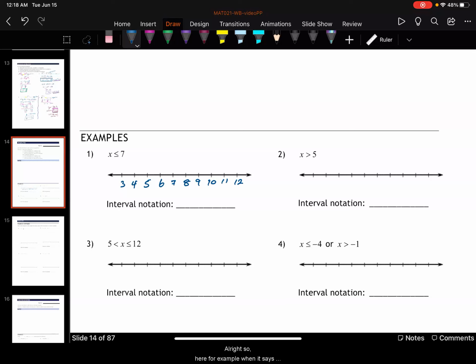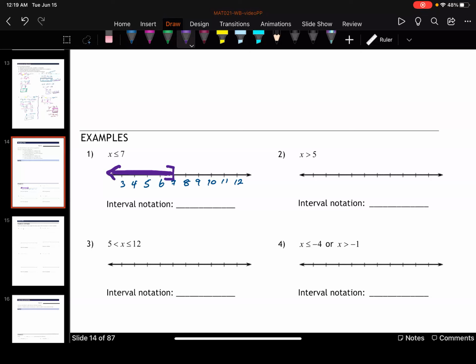All right, so here, for example, when it says x is less than or equal to 7. Since it has an equal to part to it, that means for our graphing, we're going to have a bracket. Anytime we have the equal to, that's a bracket. If it's less than, that means we're talking about the numbers on the lower side or the left-hand side of our number line. So we're going smaller, and I will draw a bracket facing the left-hand side on my number line. Now I'm going to write this in interval notation.